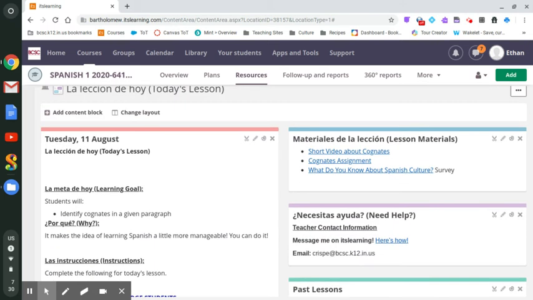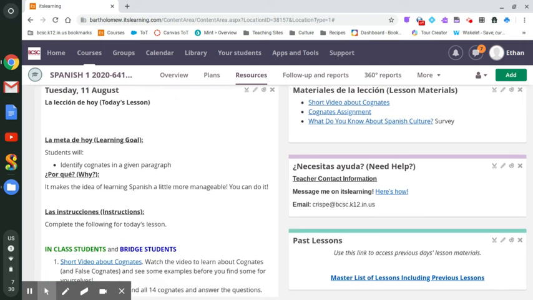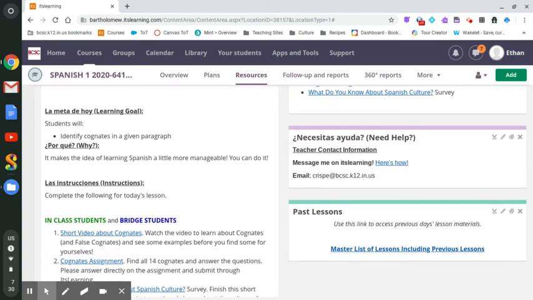The goal today is we are going to identify cognates, and you'll learn what that word means. We're going to identify cognates in a given paragraph. And why? It's because it makes the idea of learning Spanish a little bit more manageable. So as you go through the lesson today, I hope you can recognize that although Spanish can be a little intimidating, there are ways that make it easier.